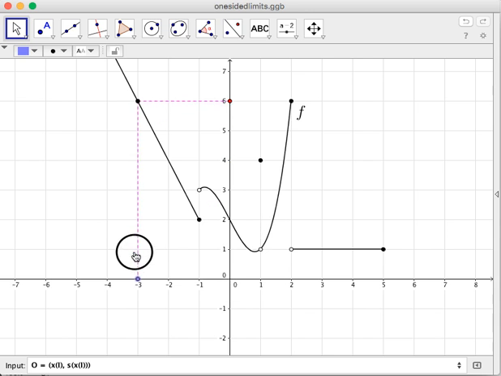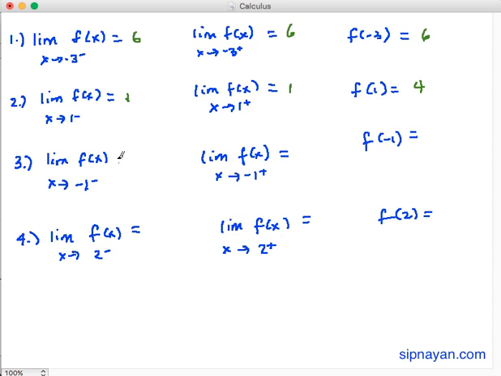Sa negative 1. Saan siya papunta? Papunta siya sa 2, di ba? Malapit. So, papunta siya sa 2. From the left.